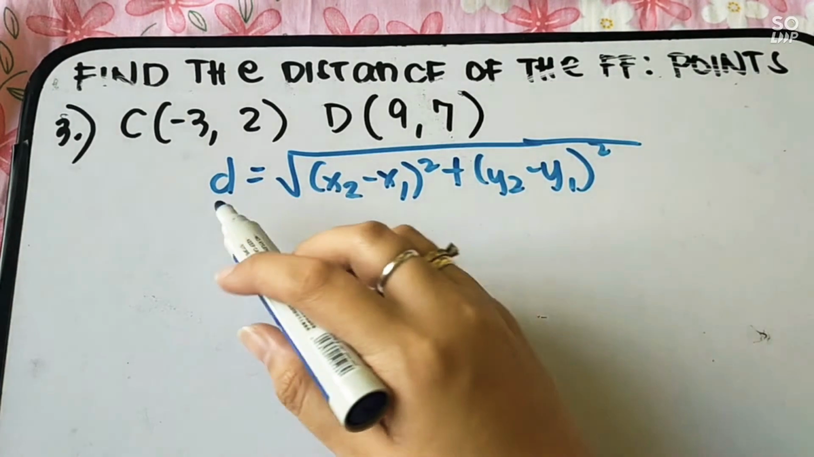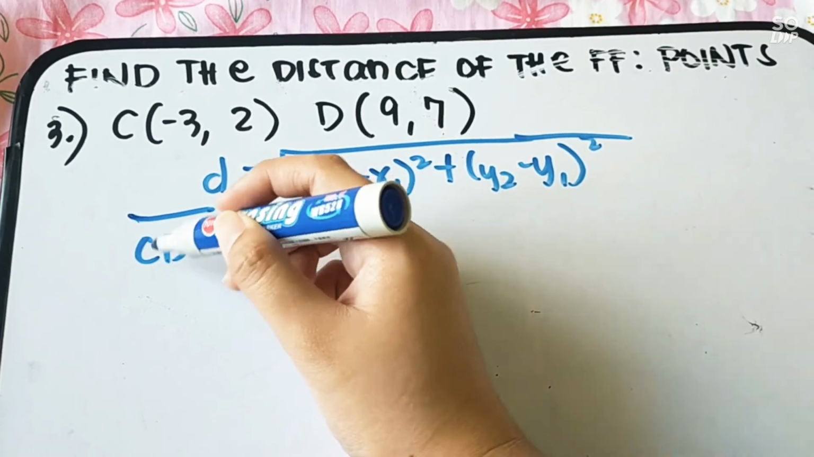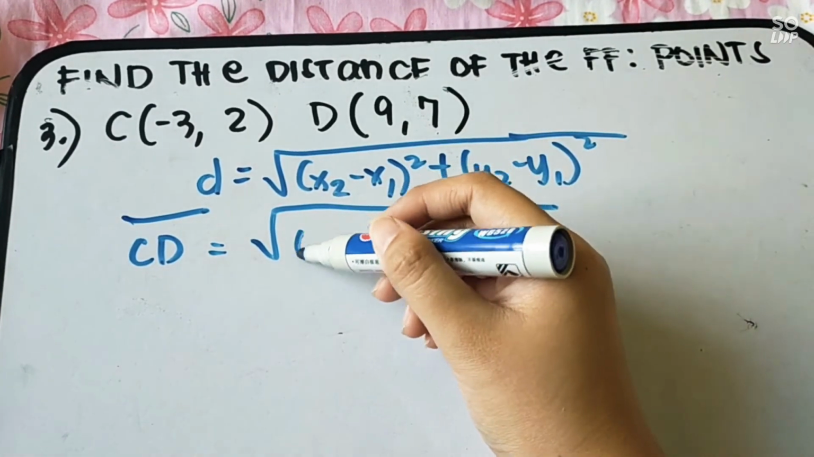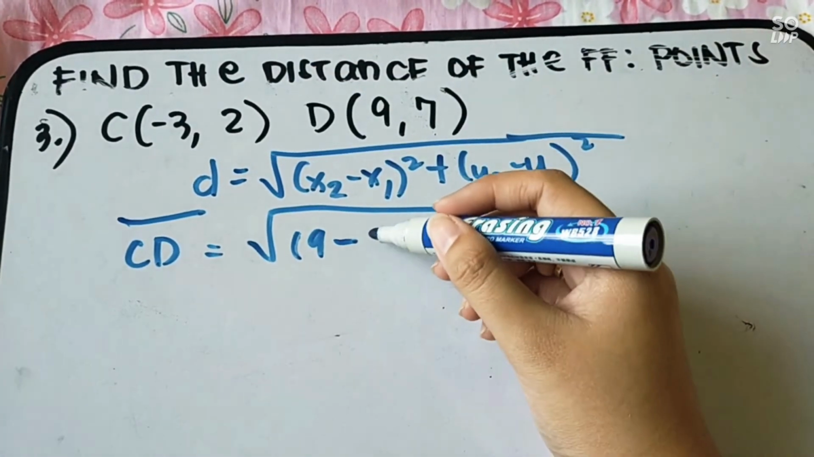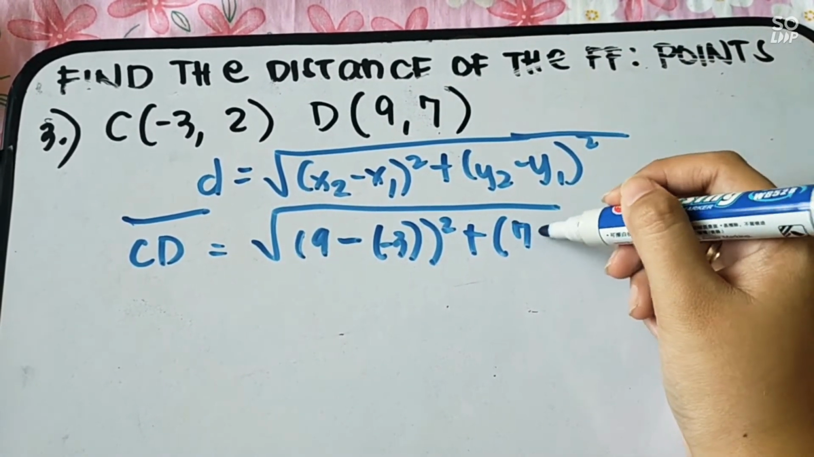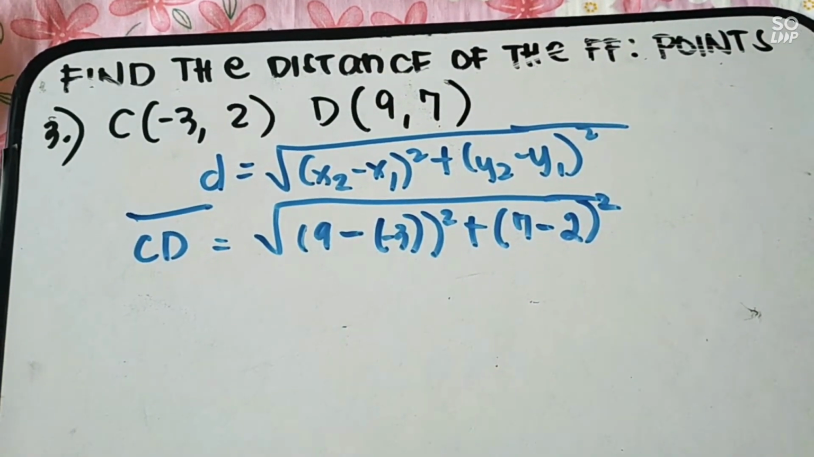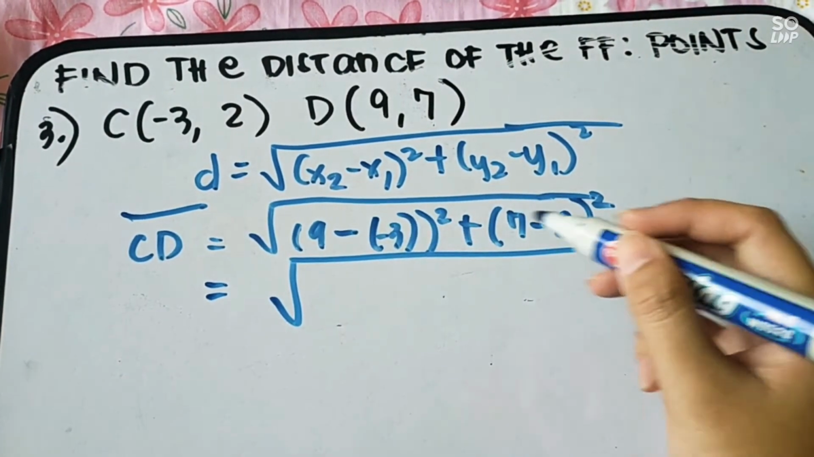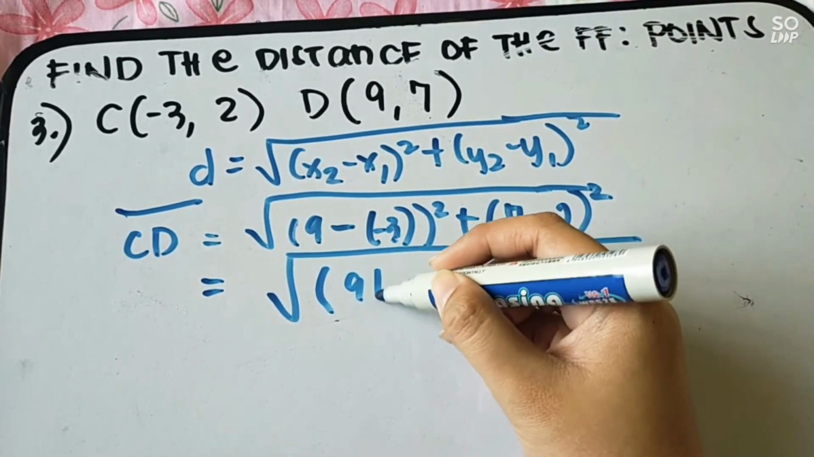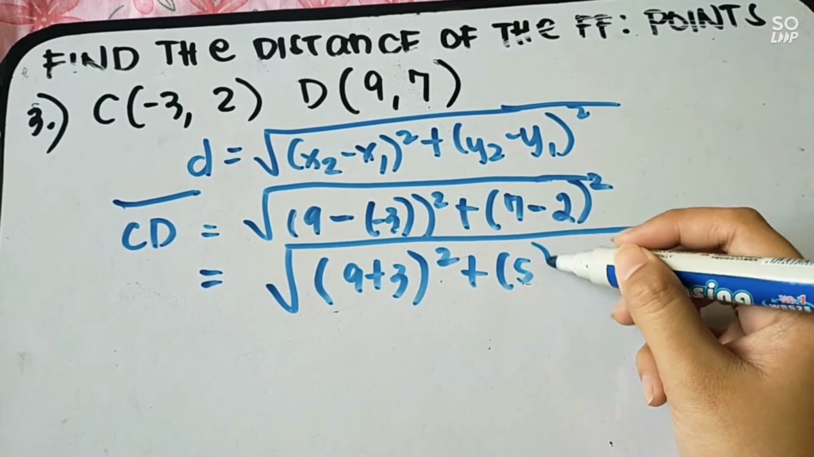Number 3. We have C is negative 3 and 2, then D is 9 and 7. Let's find the distance between C and D. We have the square root of x sub 2, we have here 9, minus, we have here negative 3. Then squared. Plus y sub 2, we have 7 minus positive 2. Then squared. Then square root of 9, para sa negative becomes positive. So we have 9 plus 3, then squared. Then plus 7 minus 2, we have here 5 squared.